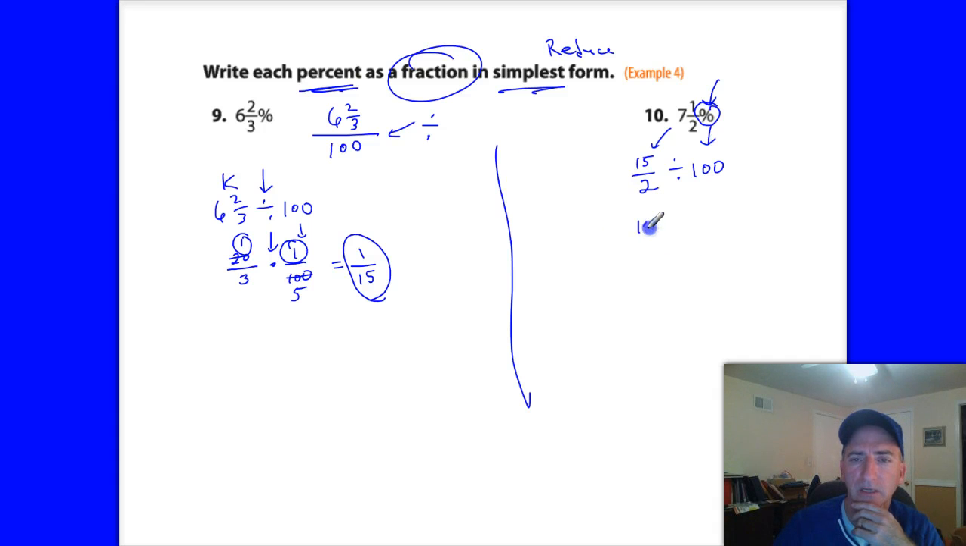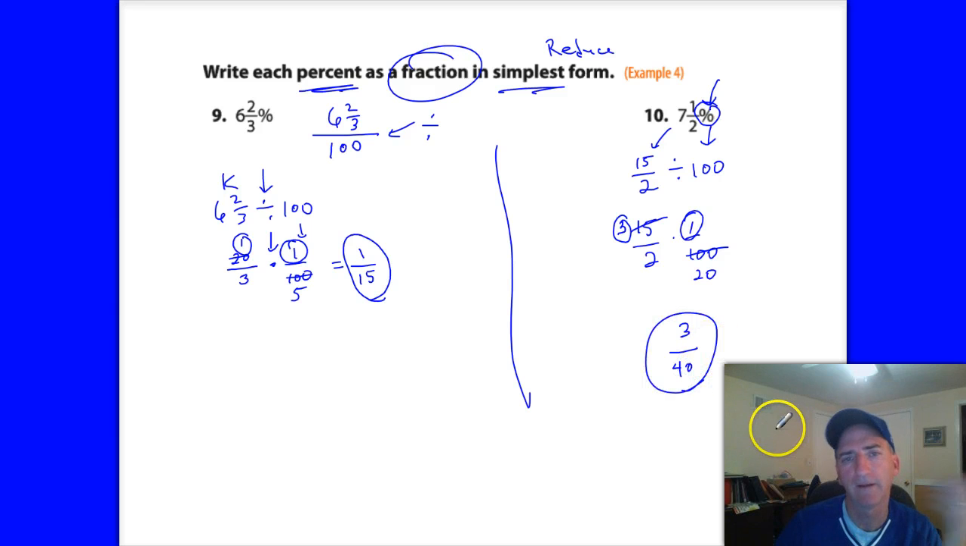Okay, so keep, change this. 15 over 2 times 1 over 100. And we have a common factor here of, what is it, 5. I guess it's just 5. 5 goes into 15 3 times, and 5 goes into 100 20 times. 5 times 20 is 100, 5 times 3 is 15. Yeah, I don't see anything else. So on the top you have 3 times 1 is 3. On the bottom you have 2 times 20 is 40. The answer, 3 over 40.